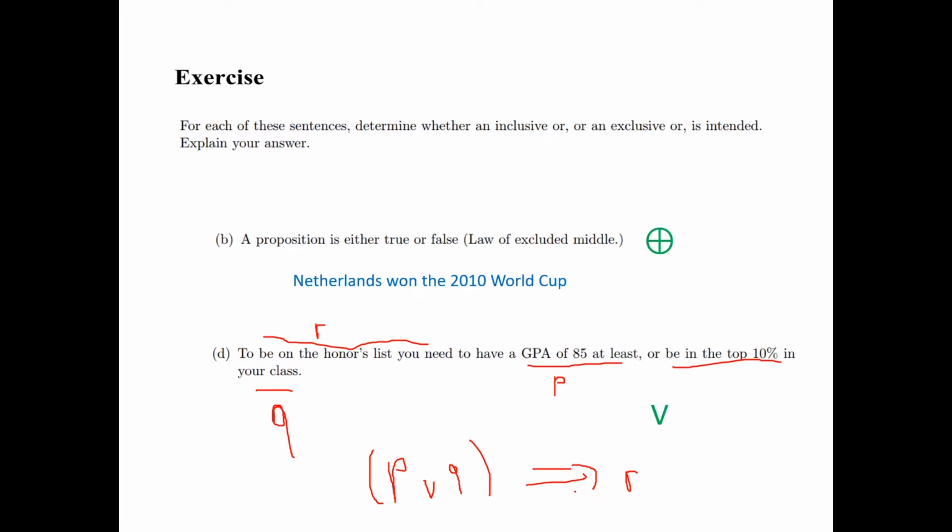Like right now, let's say you got more than 85% and at the same time you were in the top 10%. If you weren't on the honors list, then that doesn't make sense. You've broken the rule. Okay, so if your premise is true and you got a conclusion which is false, you weren't on the honors list, then this doesn't make sense. This is wrong. This is the only time where implication is false.